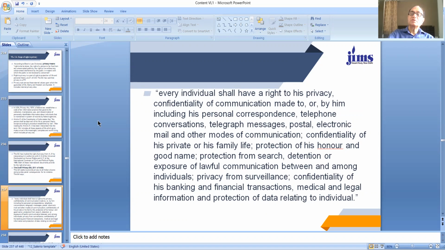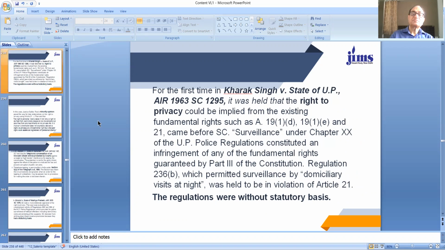confidentiality of communication made to or by him, including his personal correspondences, telephone conversations, telephone messages, postal and electronic mails, and other modes of communication, confidentiality of his private or family life, protection of his honor and good name, protection from search, detention, or exposure of lawful communication between and amongst individuals. This bill also protects privacy from surveillance, confidentiality of his banking and financial transactions, medical and legal information, and protection of data relating to the individual. Thereafter, we had a data protection bill in 2018 also, which is yet to be passed by Parliament.